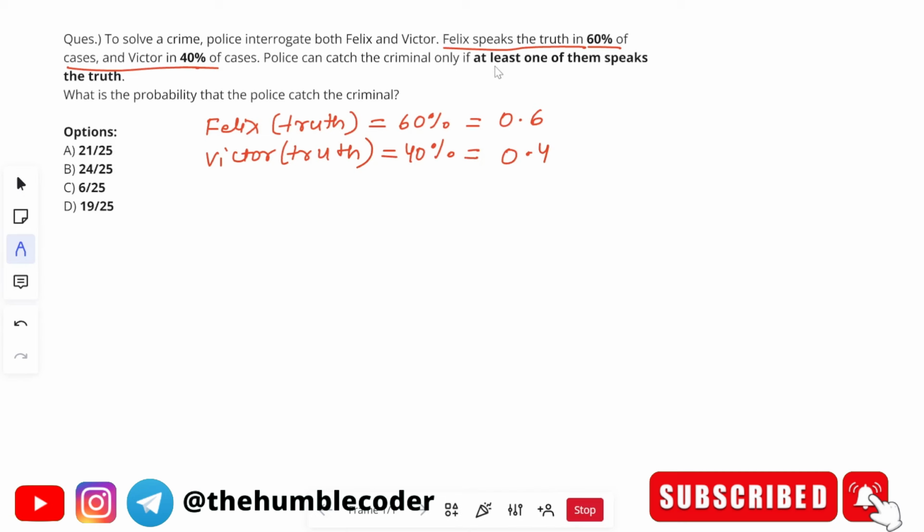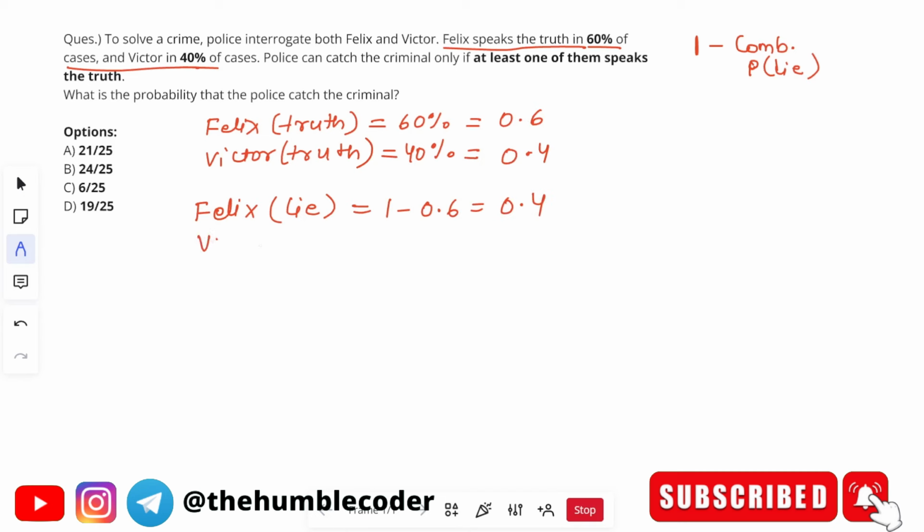Now what we need to find, let's see. Police can catch the criminal only if at least one of them speaks the truth. Okay, so see, how to find out if one of them speaks the truth. What we can say is, out of total, if we minus the combined probability of them speaking lie, okay, combined probability of lie, when we solve you will understand it better. So till now we have found out the probability of truth for Felix and Victor. Now what we will do is find out the probability of lie. So Felix lie probability is how much? If 0.6 is for truth, the remaining will be lie, which is 1 minus 0.6, it is going to give us 0.4.